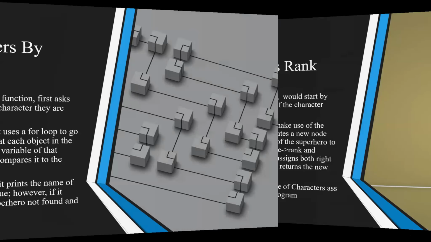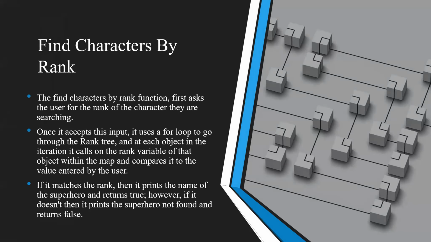The find character by rank function first asks the user for the rank of the character they're searching for. Once it accepts this input, it uses a for loop to go through the ranks, and at each object in the iteration, it calls on the rank variable of that object within the map and compares it to the value entered by the user. If it matches the rank, then it prints the name of the superhero and returns true. However, if it doesn't, then it prints that the superhero was not found and returns false.